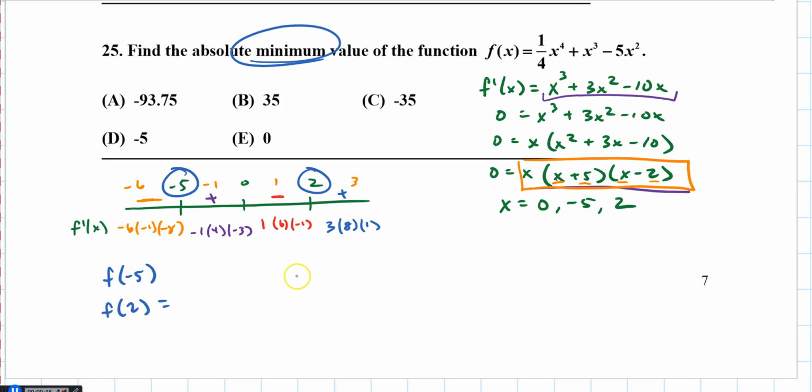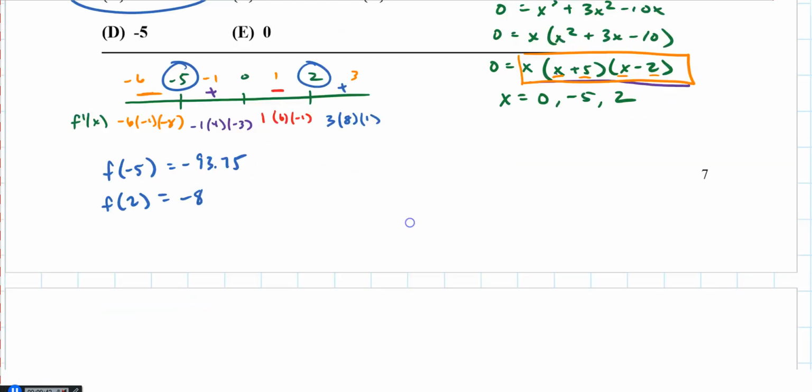At +2, if we plug that in, we get 1/4 times 16. So that's 4 plus 8, that's 12. 12 minus 20 is -8. And f of -5 should give me -93.75 when I do some calculator math, and I get the answer A is my minimum at -93.75.